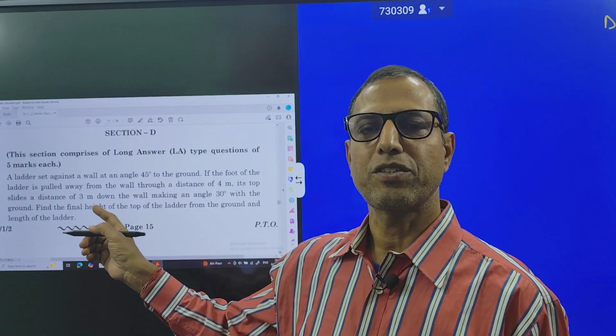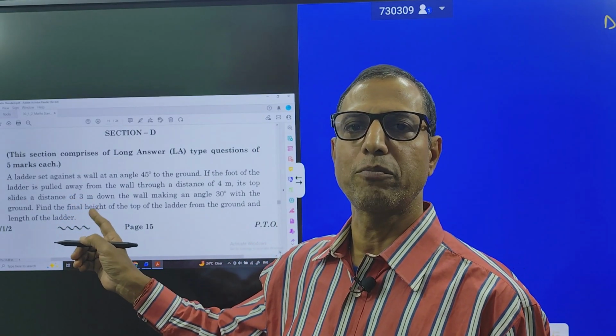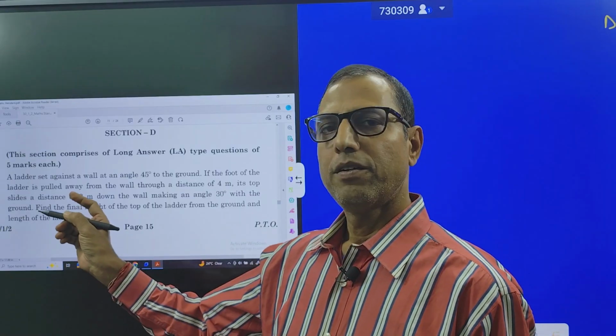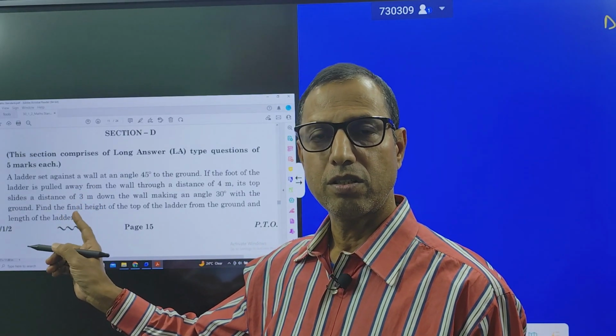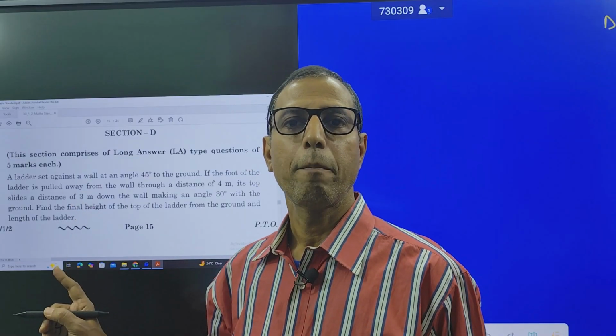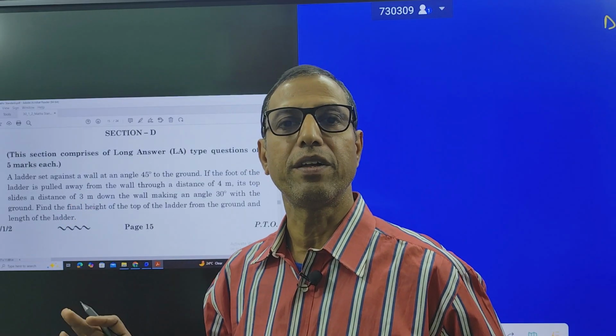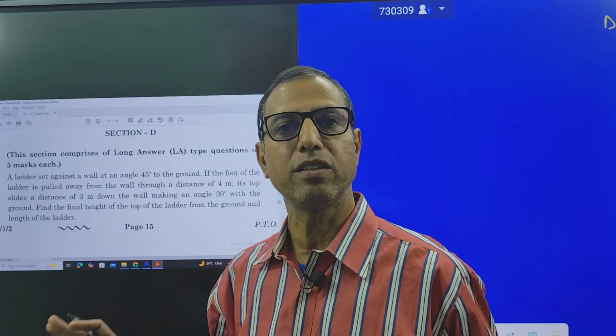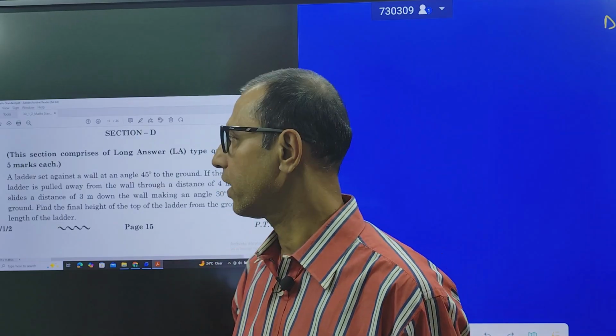Long answer type questions from trigonometry from board exam 2023. Read out the question first, then transform the entire story into a pictorial representation. Then it will be very easy. This will be very easy for you to solve the problem, right?